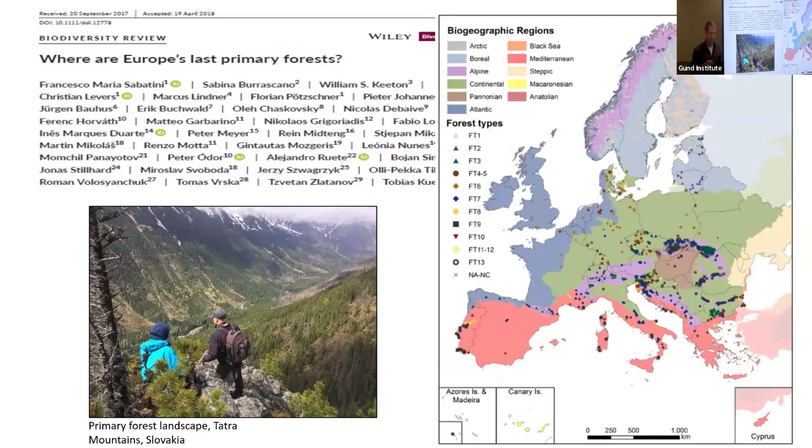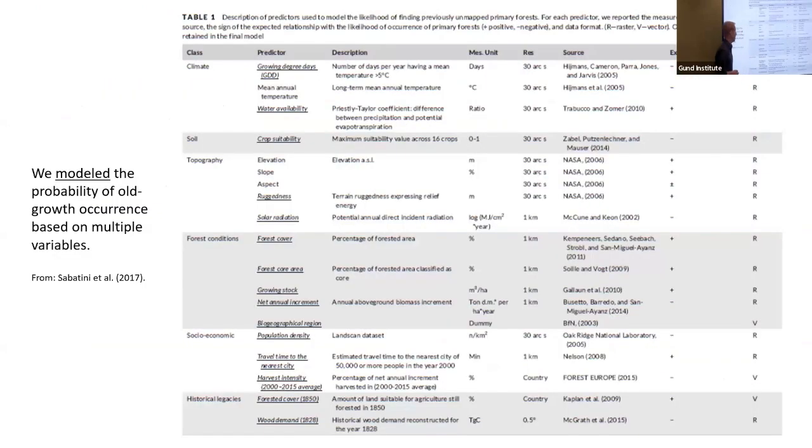Because just like North America, we didn't have a complete map of old forests. There had been studies around the continent, like these locations of old forests, but no comprehensive map or inventory. And because we don't have a map, we had to approach this some other way. So we used a modeling approach, much like the US inventory, to try to model where we were likely to have old growth.